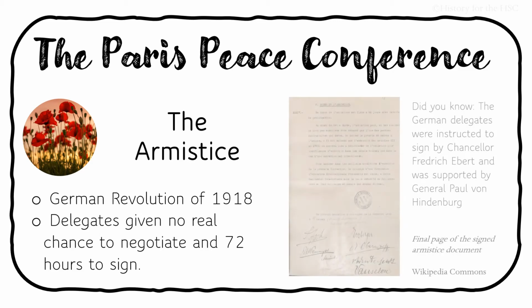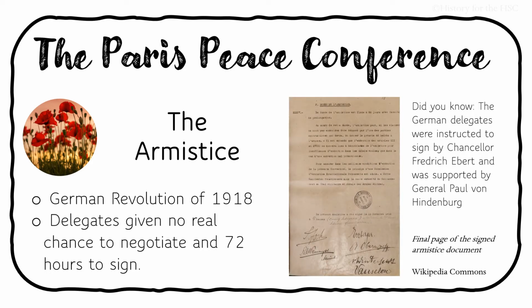In fact, from the General Chief of Staff, Paul von Hindenburg, to the Chancellor Friedrich Ebert, everyone in a position of power in Germany recognized the armistice needed to be signed. Hindenburg advised the government to sign whatever they were given. Germany was not in a position to fight any longer.